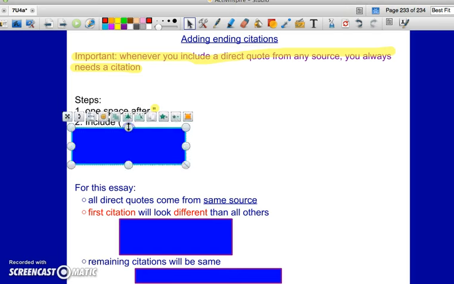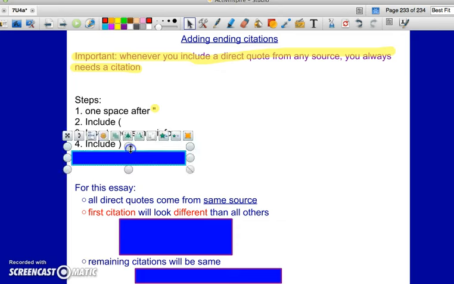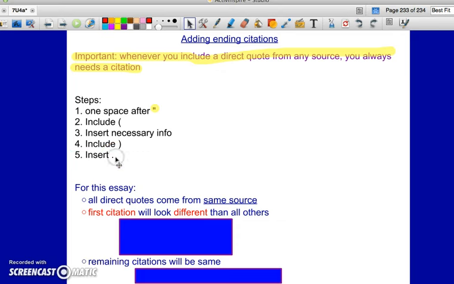Then insert the parentheses. Next, insert the necessary info, and we'll talk about that in a second. Finally, after that, include the closing parentheses. And the last thing that you need is to insert the period. And this is where people get tripped up. They might have the parentheses with the information, but not have the period after. The period goes after the parentheses.